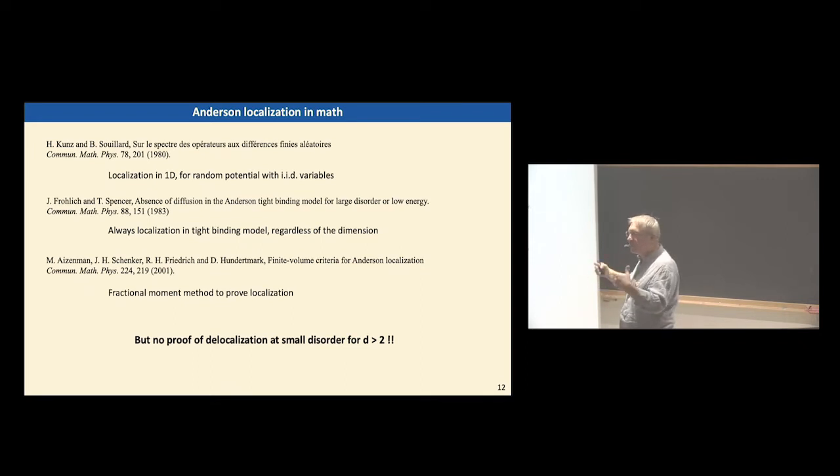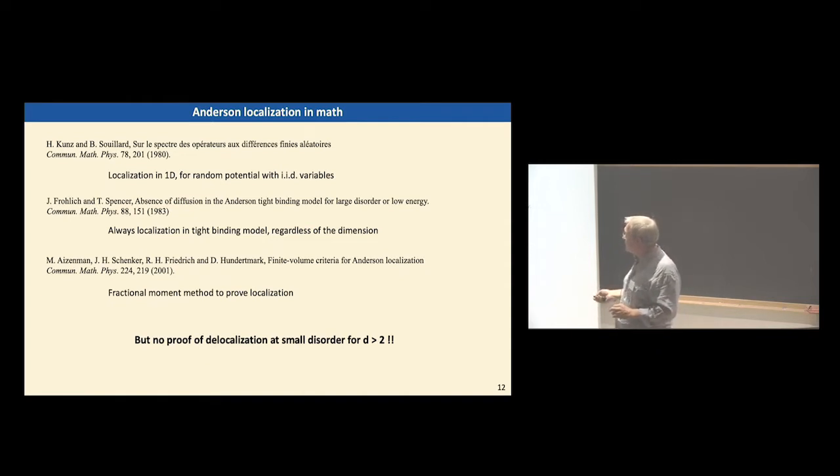You can have more complicated things if you have a nonlinear Schrödinger equation or interacting particles. But for the basic 1D tight binding model, it's okay. In higher dimension, what was proved in 1983 by Fröhlich and Spencer is that you always have localization in the tight binding model. So it means there always exists at least one localized eigenfunction.